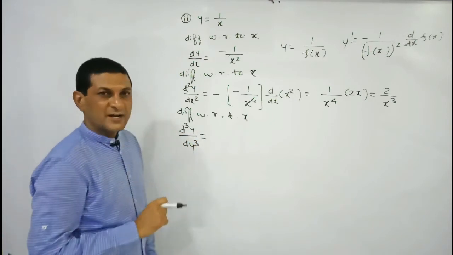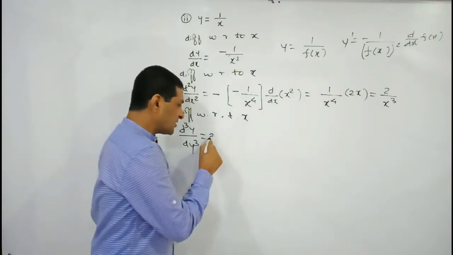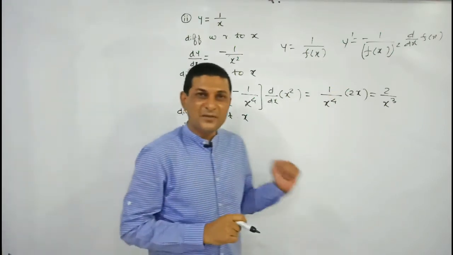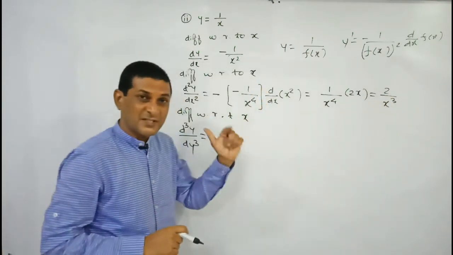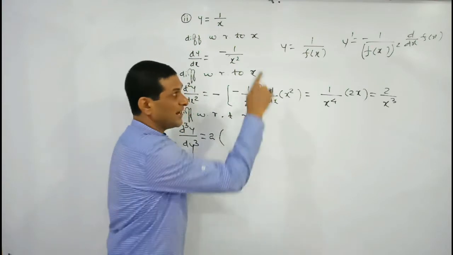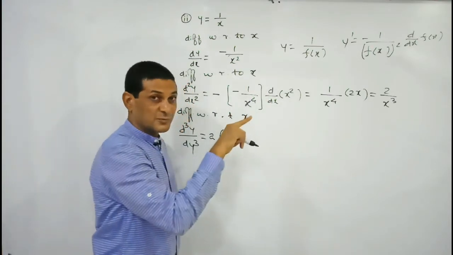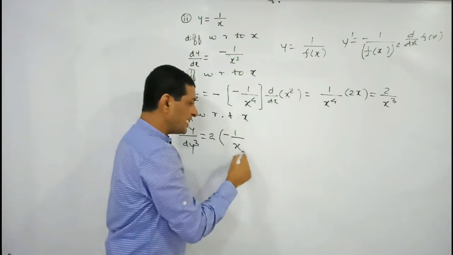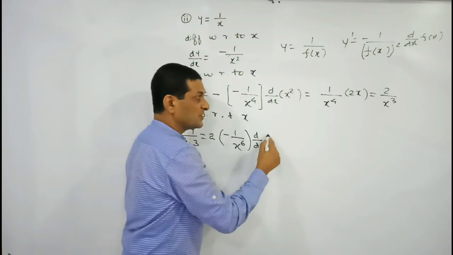So third order derivative. Let us try to find out third order derivative. 2 is a constant term, keep it as it is. Now we are finding differentiation of 1 upon f of x. 1 upon f of x is x cube. Its derivative according to this formula is minus 1 upon square of f of x, means square of x cube will be x raised to power 6 into derivative of f of x, means what is f of x here?